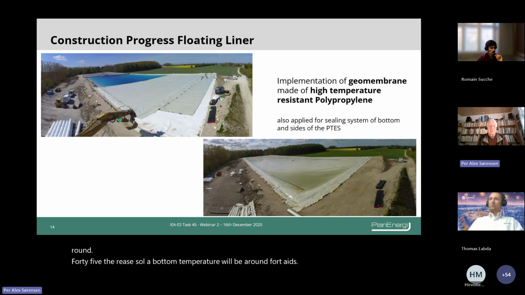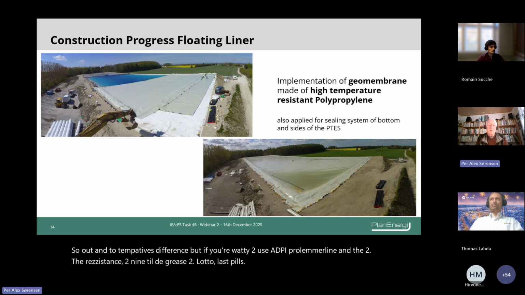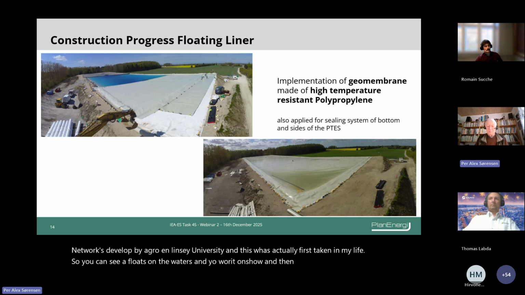So that's a temperature difference, but if you use what we used to use, HDPE polymer liner, then the resistance to 90 degrees is too low, so we had to use this PP liner. And it was developed by Agro and Linz University, and this was actually the first time it was used. So you can see it floats on the water, so you weld it on shore, and then you pull it over the water.